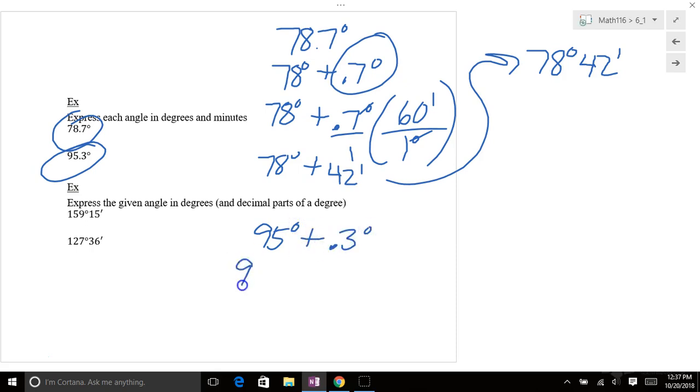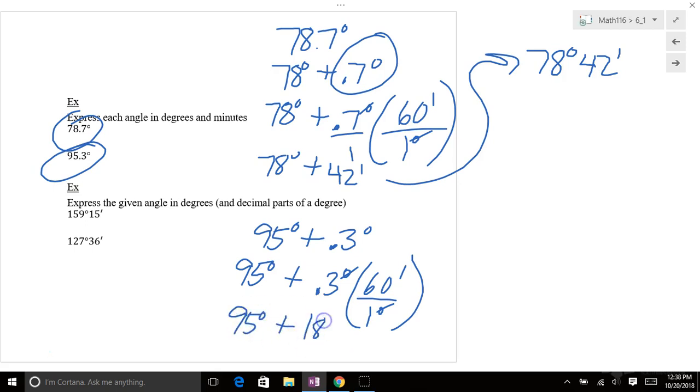This is fine, so you leave the 95 degrees alone, but you have to convert that 0.3 part, the portion of a degree, to minutes. There's 60 minutes for every degree, so that your degrees cancel. Now you've got 0.3 times 60, which is 18 minutes. And so you write that as 95 degrees, 18 minutes.